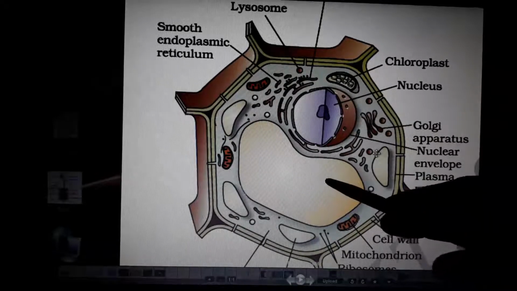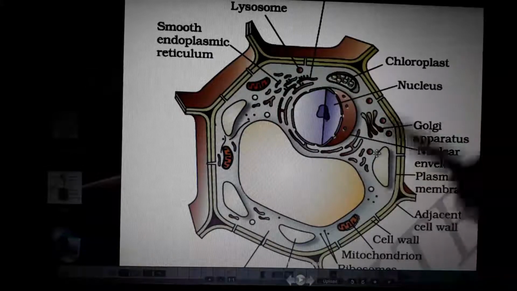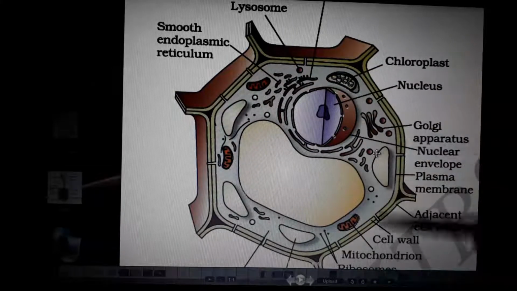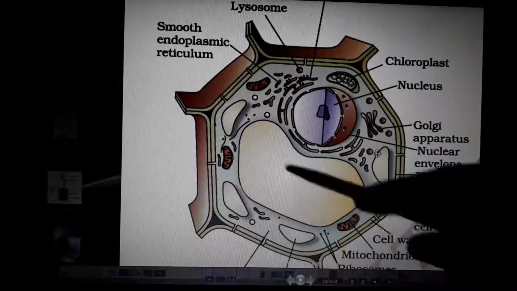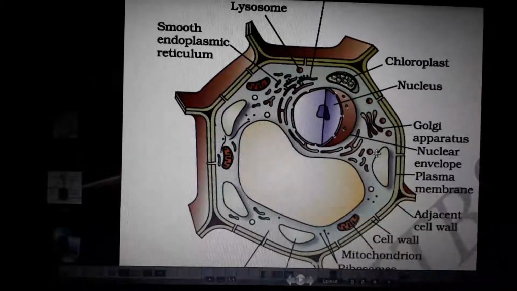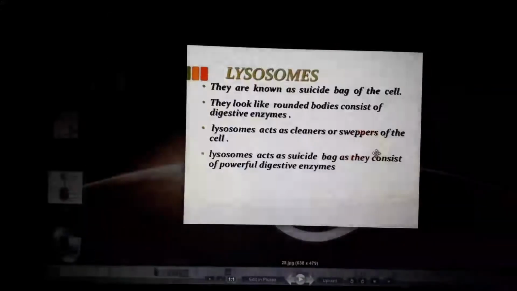Here, what does it do? It stores all the solids and liquids like proteins, glucose, and all. Water also. Whatever things are required by the cell are stored in this part. This is called the vacuole of a cell. Again, come back.